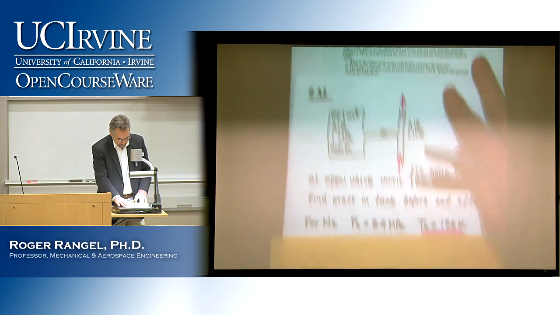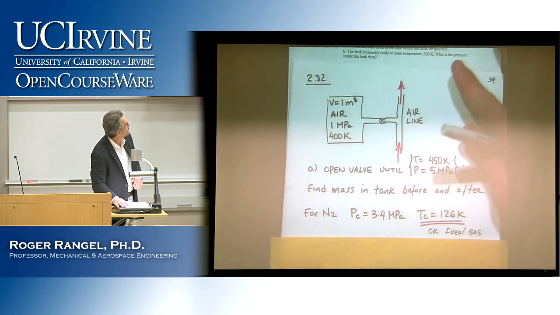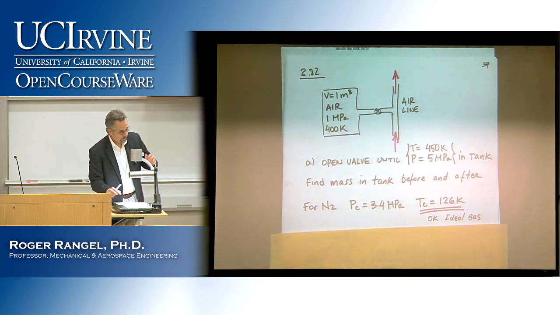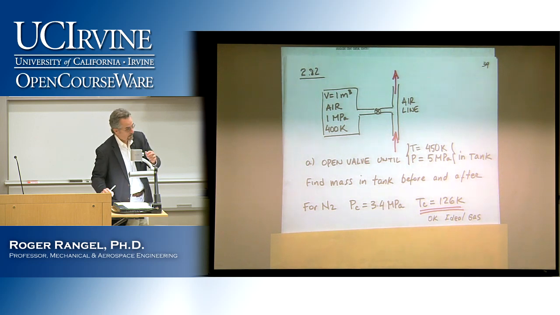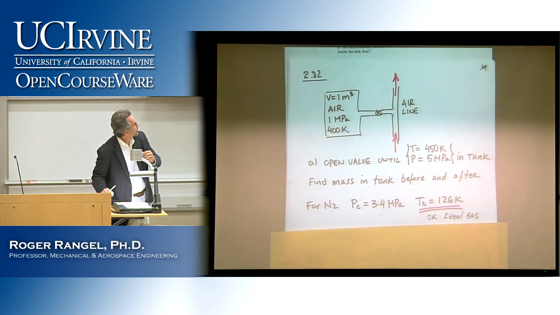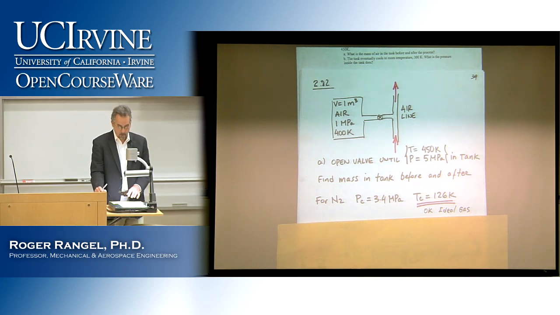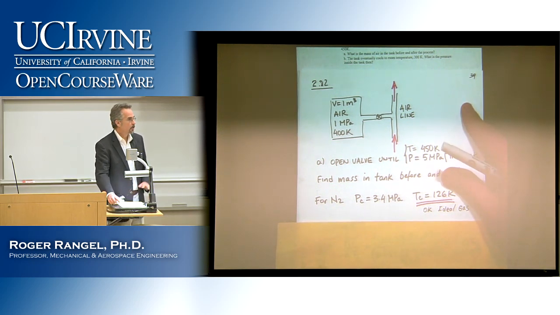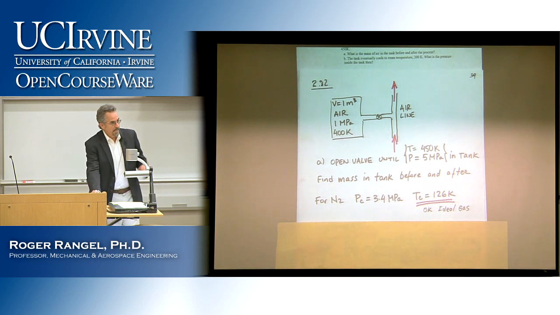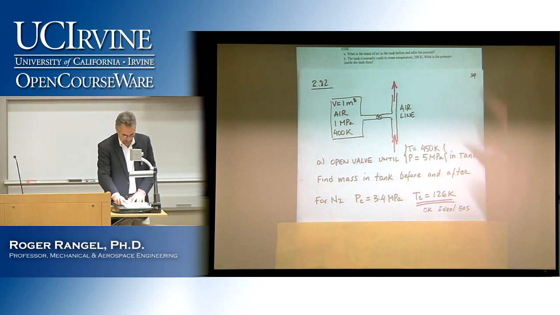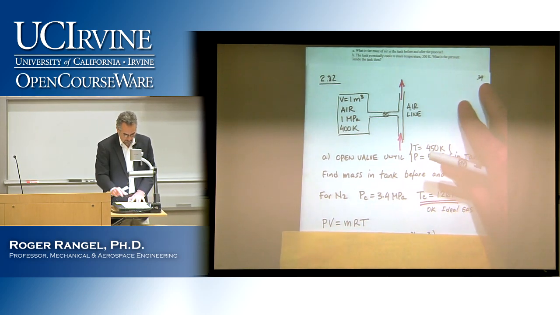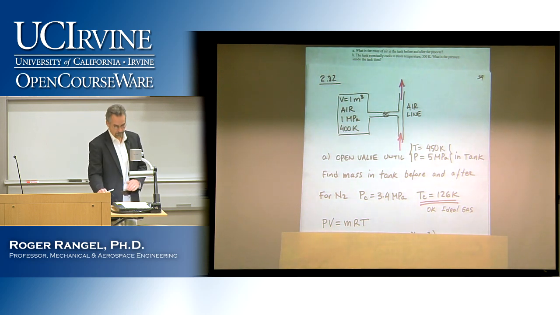So I took it and I put them right there. Critical pressure is 3.4 megapascals, but critical temperature is 126 Kelvin. So that's the one that I take as a good measure for my temperature being sufficiently higher. So I'll say, okay, I'll do it as an ideal gas problem. Here's my ideal gas law.